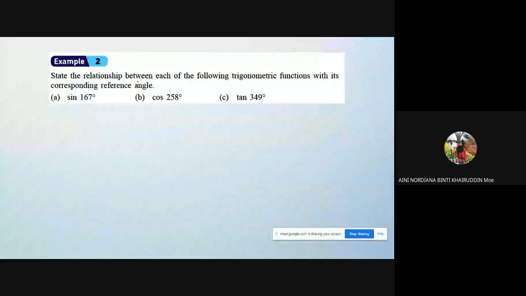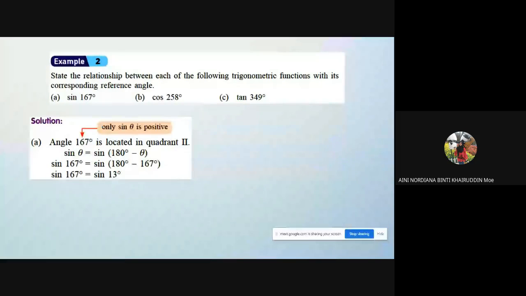Okay, example 2. State the relationship between each of the following trigonometric functions with its corresponding reference angle. So sine 167, angle 167 is located in quadrant 2. So sine theta equals sine of 180 minus theta. So sine 167 equals sine 13.